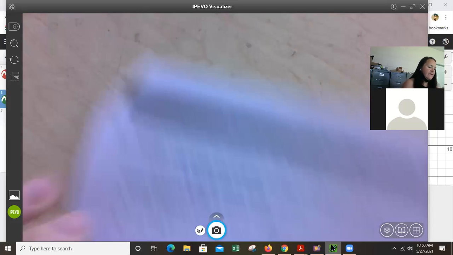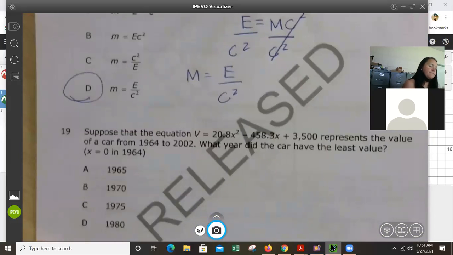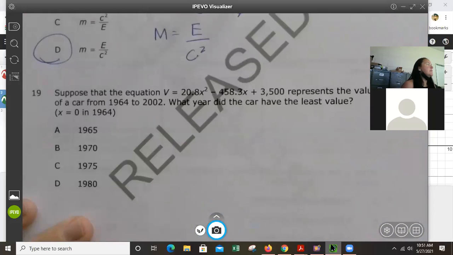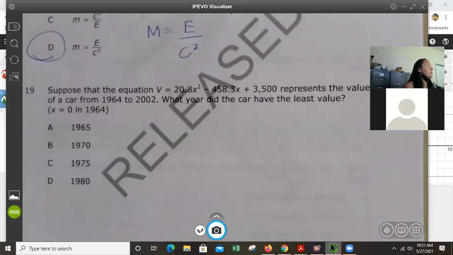All right, 19. This one is calculator active. This is a regular calculator; you don't have to use Desmos on this. If you don't have a calculator, can you go ahead and grab one real fast, please? Grab a calculator. Help each other out if you want to.